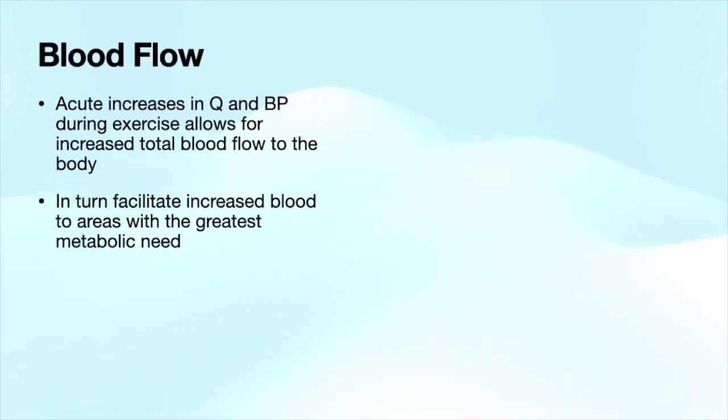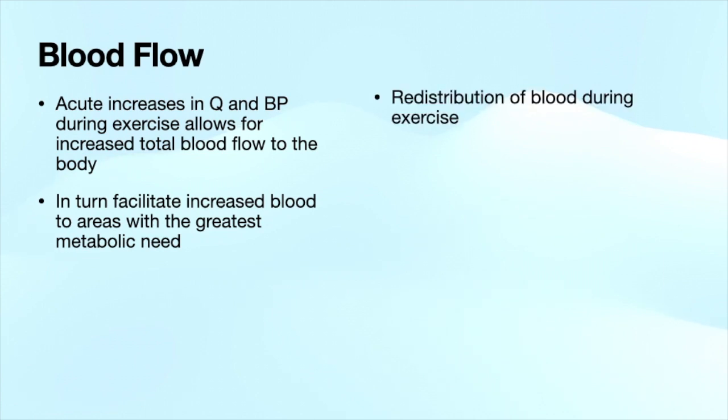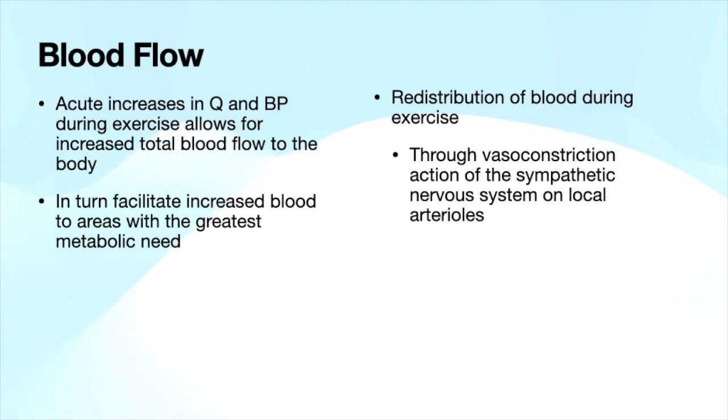Okay, so through the vasoconstriction action of the sympathetic nervous system on local arterioles, blood flow is redirected from areas where elevated flow is not essential to those that are active during exercise. So during exercise, the sympathetic nervous system will control the vasoconstriction of our arterioles, meaning our blood will be distributed to our muscles.